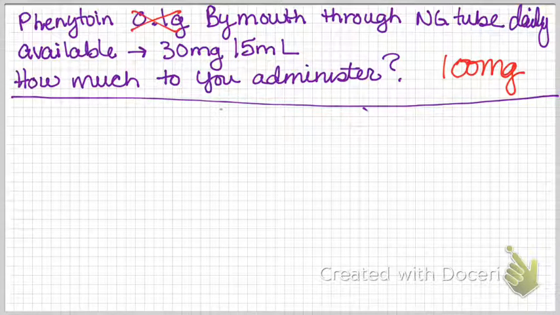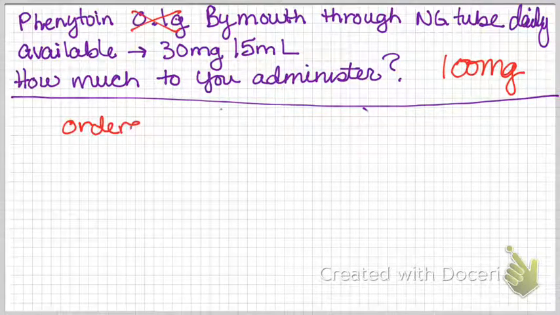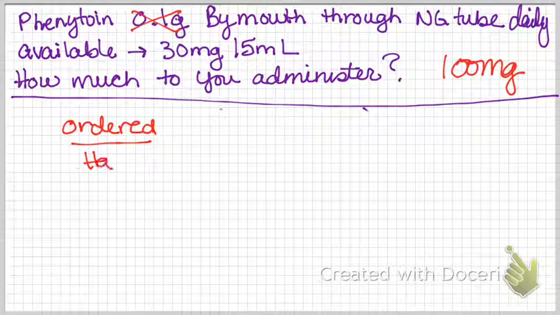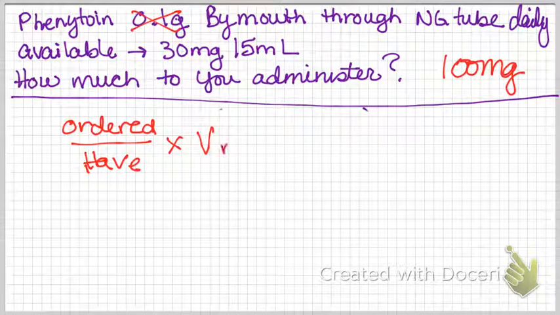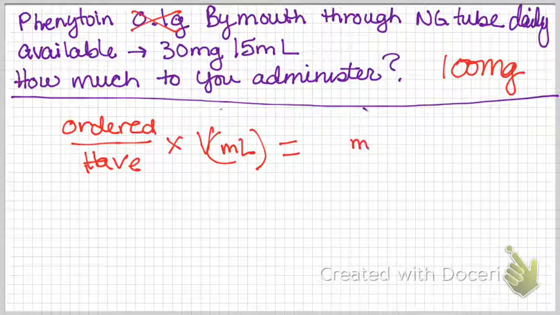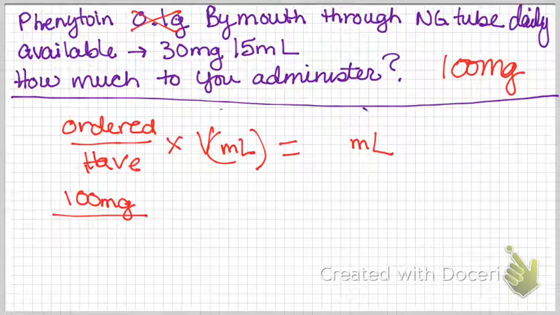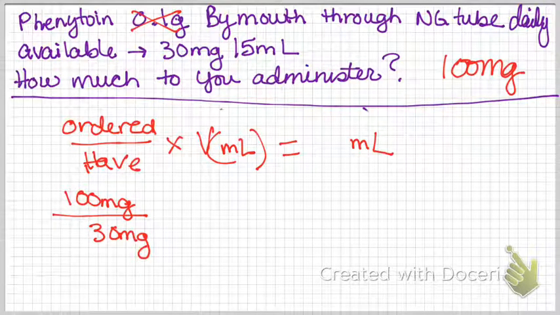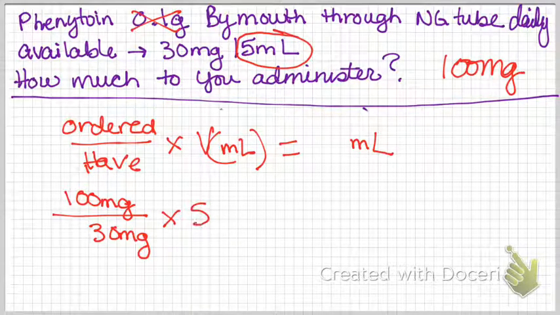Okay, so what you're going to do is the same formula. What is ordered? What do you have on hand? So what you have times the volume, or mLs, basically, equals. What's it going to equal? It's going to equal your mLs. Remember now, it's going to cancel out. We have 100 milligrams ordered. What do we have on hand? We have 30 milligrams. And what's our volume? Remember, our volume up here is 5 mLs, times 5 mLs.